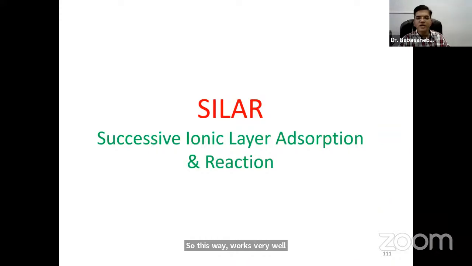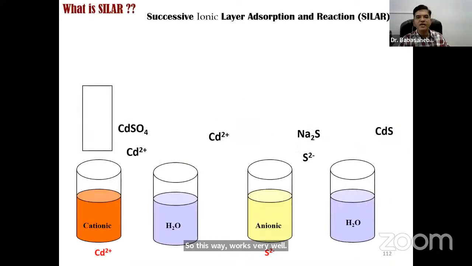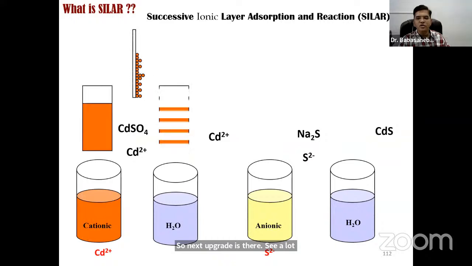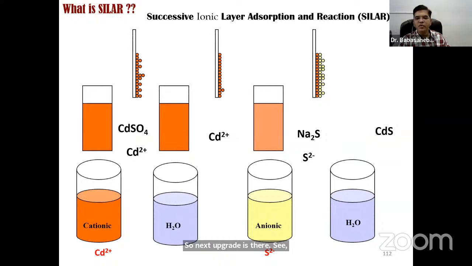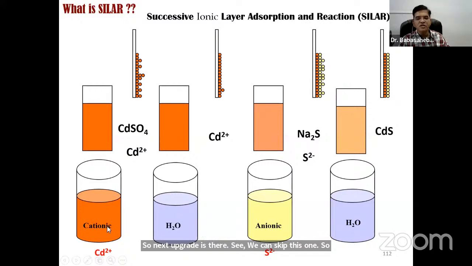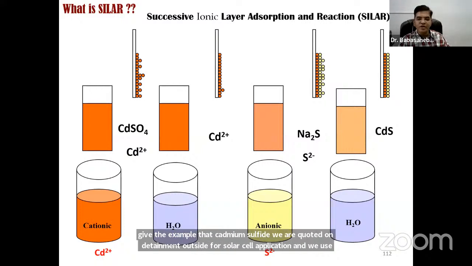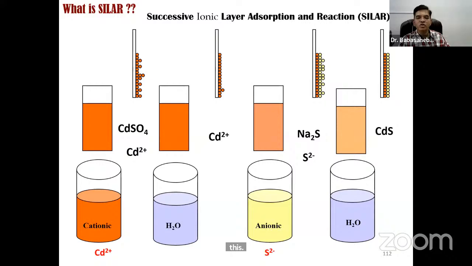So the next approach is SILAR. We can skip this one. So SILAR here we have used to make the quantum dots. Just to give the example, cadmium sulfide we have coated on titanium dioxide for solar cell application, and we have used this SILAR method to make the solar cell.